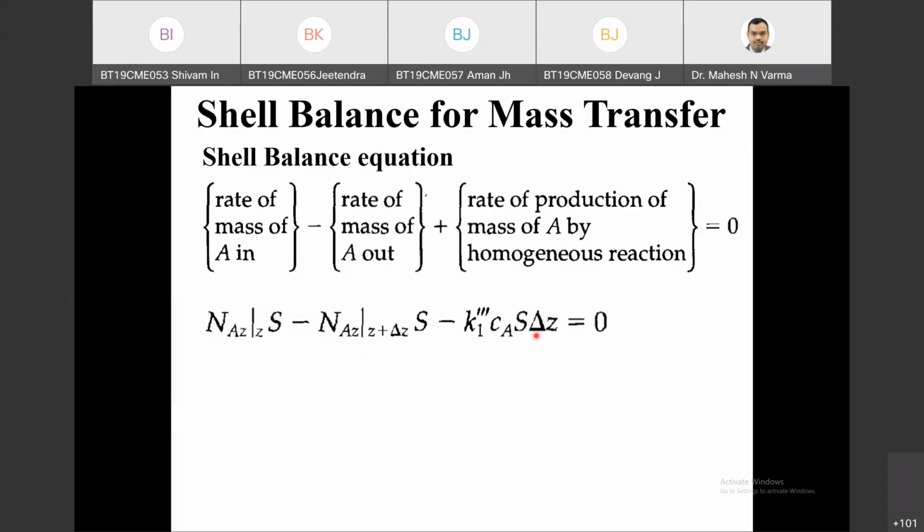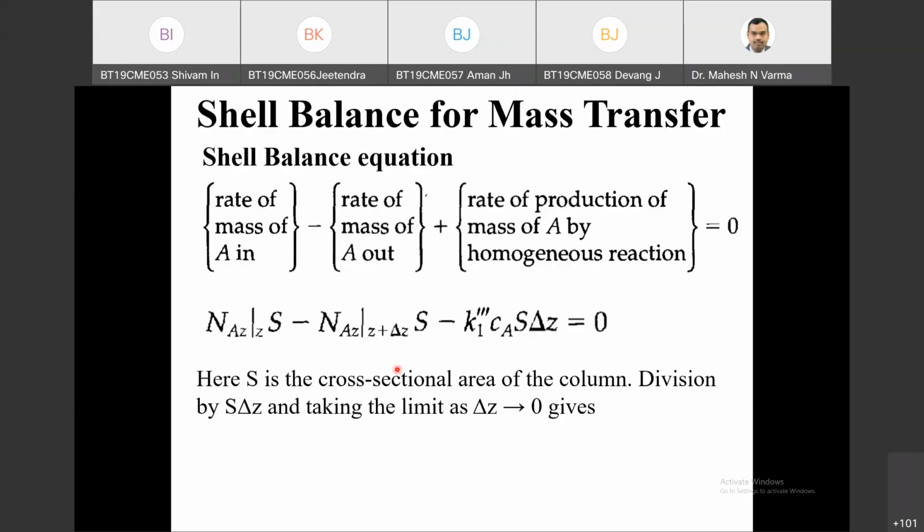Now dividing this equation by S into delta Z, and delta Z tends to 0. So we'll get a differential equation for N_Az. Dividing this equation by S into delta Z and taking delta Z tends to 0, and using the definition of differentiation, what will I get?